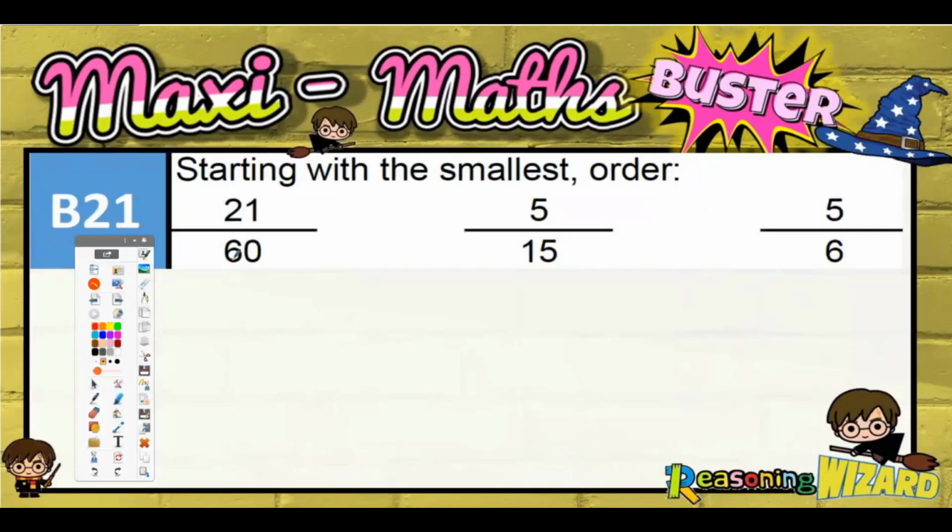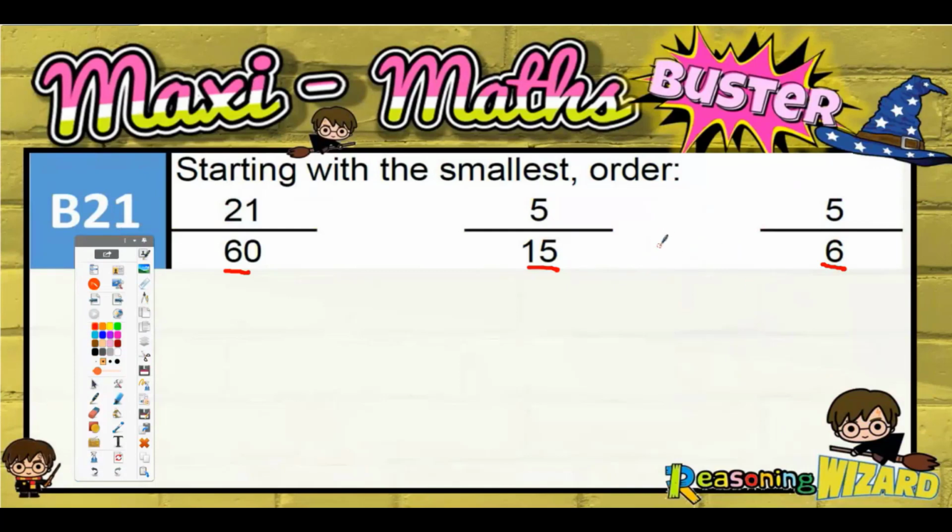Starting with the smallest, order 21/60ths, 5/15ths, and 5/6. Now, basically, these are all fractions with different denominators. We need them to have a common denominator. So what we're going to do is look at the denominators 60, 15, and 6 and think, are there any numbers that go into all three of those numbers?